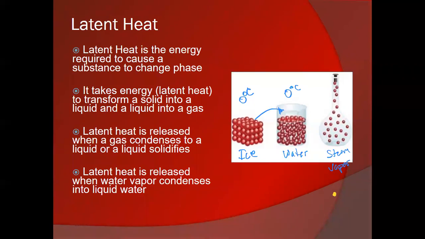Now, once we're at liquid, we can add more energy. Now we have to heat it up to 100 degrees Celsius because it would be liquid from 0 degrees up to 100 degrees. So that would be the specific heat being added. And now once it's boiling, we can add a little more energy and it'll go to the vapor phase, the gaseous phase. And again, that takes latent heat.